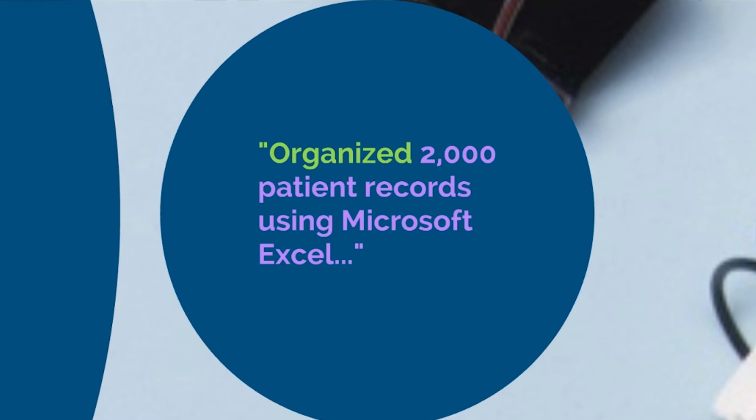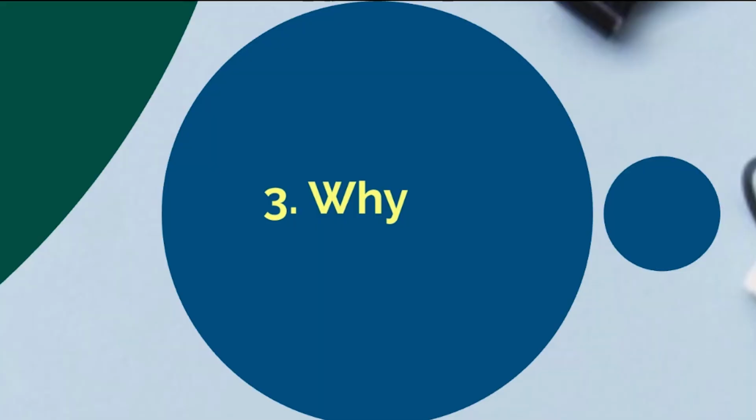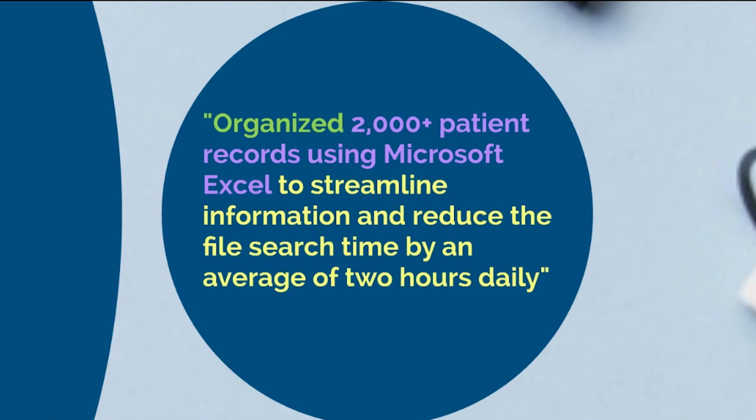Moving on to step number 3, that's the why. So far we know that we organized patient files for a certain number of hours. But what was the result of our actions? Did we impact others by improving efficiency? What did we accomplish? So we finished that accomplishment statement by saying, to streamline information and reduce the file search time by an average of 2 hours daily. So we can really see the result of our organization with Microsoft Excel and how it impacted others.